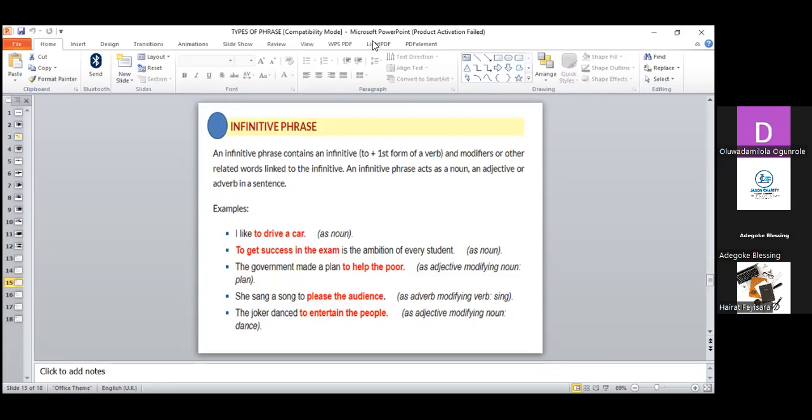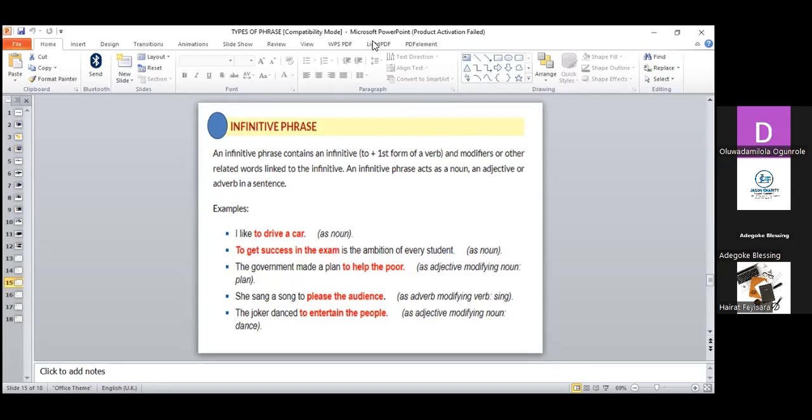So it is used to tell us the type of plan. Anything that is trying to describe a noun or giving us more information about a noun is an adjective. We could have said, the government made a plan. Somebody may ask, which plan or what type of plan? Then we can say, to help the poor. So that notion that the plan was made to help the poor means that it is giving us more information about the plan.